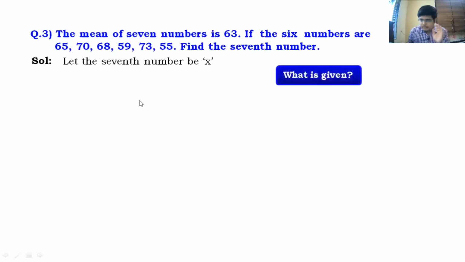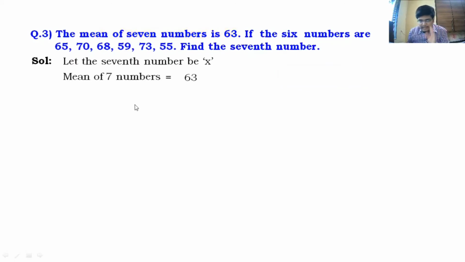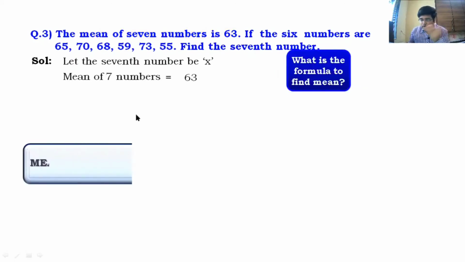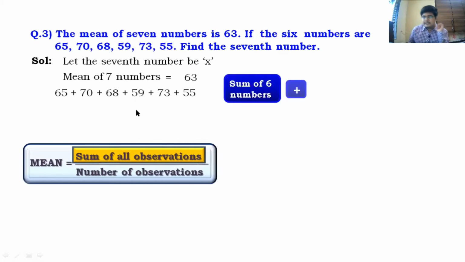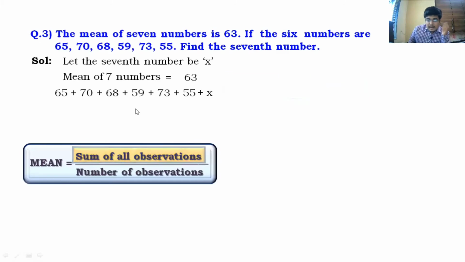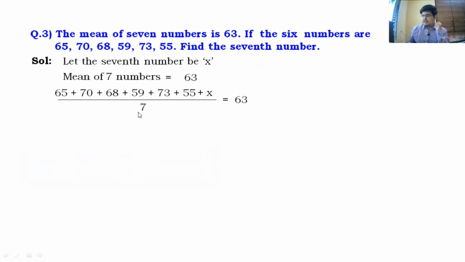So now we'll apply the formula for mean. So mean is given 63. Mean means sum of all these 7 numbers upon the number of observations. So for sum of all these 7 numbers, we'll first take the 6 numbers. We'll add those 6 numbers plus the 7th number x, so plus x, upon total number of observations, which is 7, equal to 63. And now you have to solve this equation. So pause this video, solve this equation, find the value of x, and then we'll cross check the answer. So come on guys, go ahead, solve this.